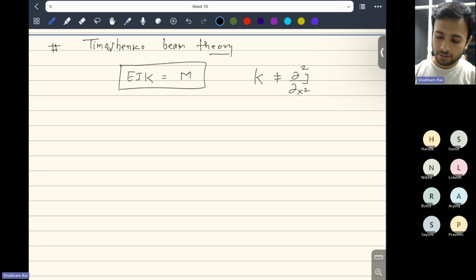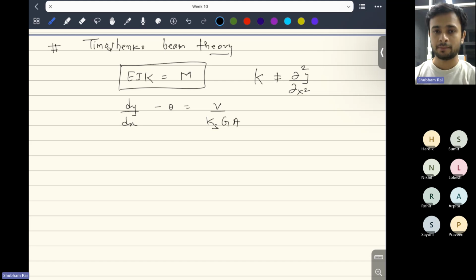Okay. So in this case, there will be two equations. One equation will be dy by dx minus theta equal to V over kGA. So k is the shear correction factor, G is the shear modulus of elasticity, and A is the area of cross section. So this equation will be to find theta, which is the orientation of the cross section with respect to the central line of the beam, and this will be the second equation, EI d theta by dx.